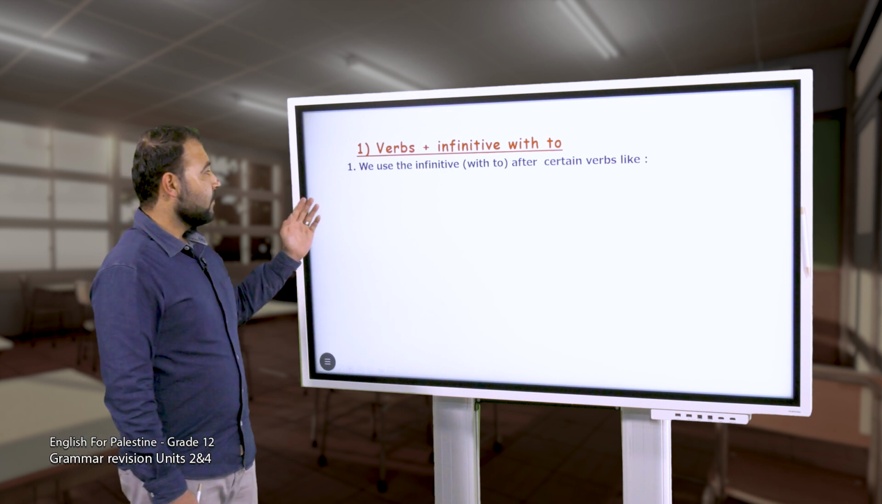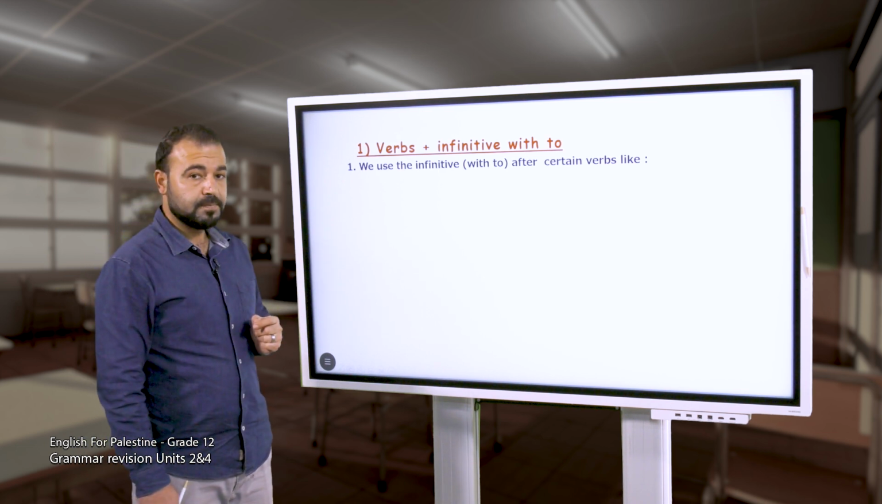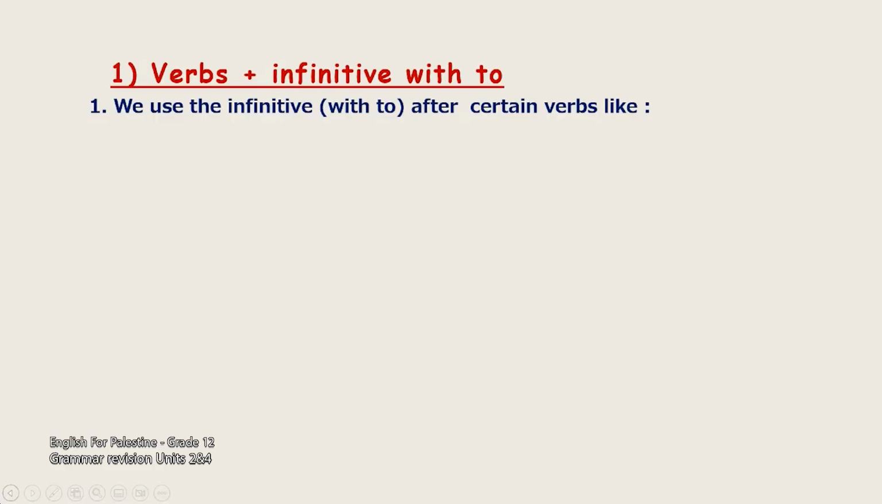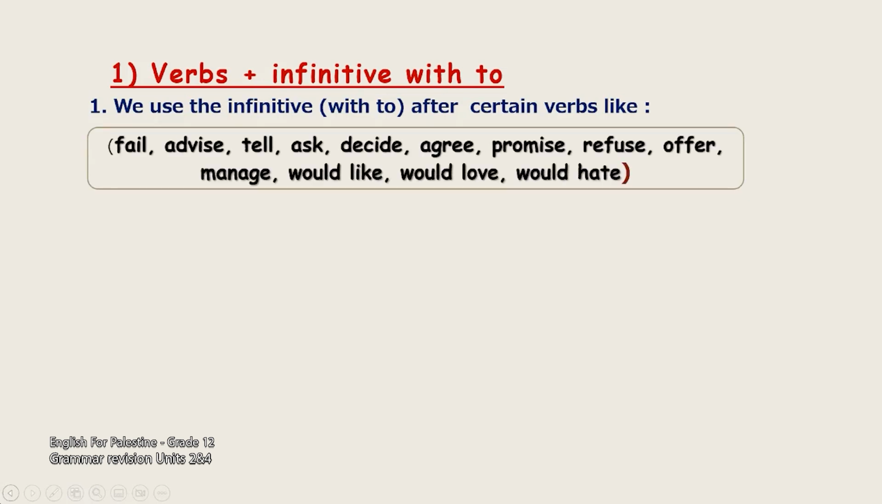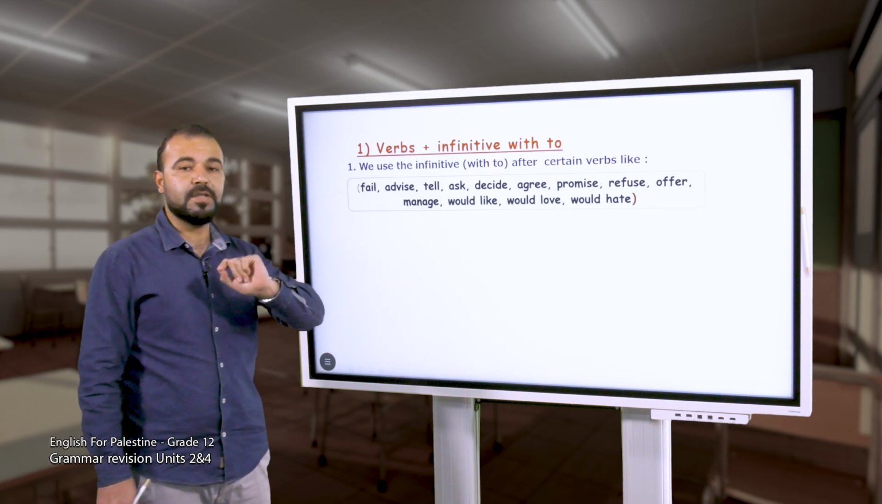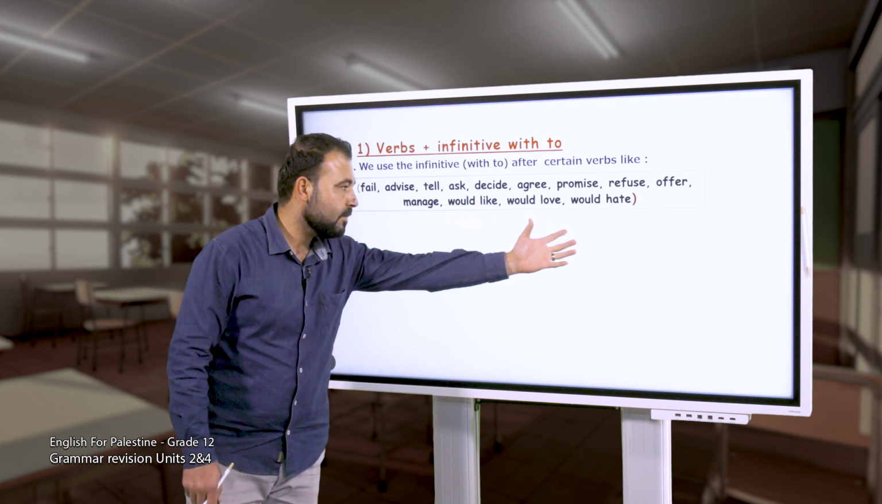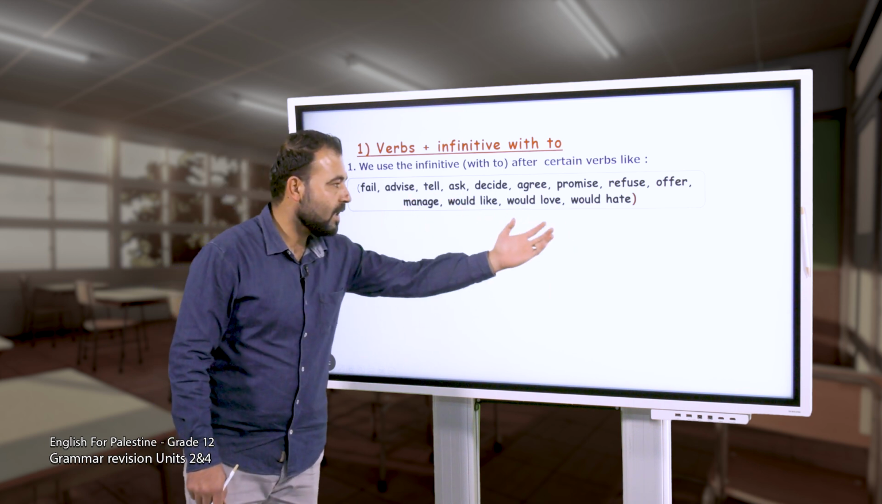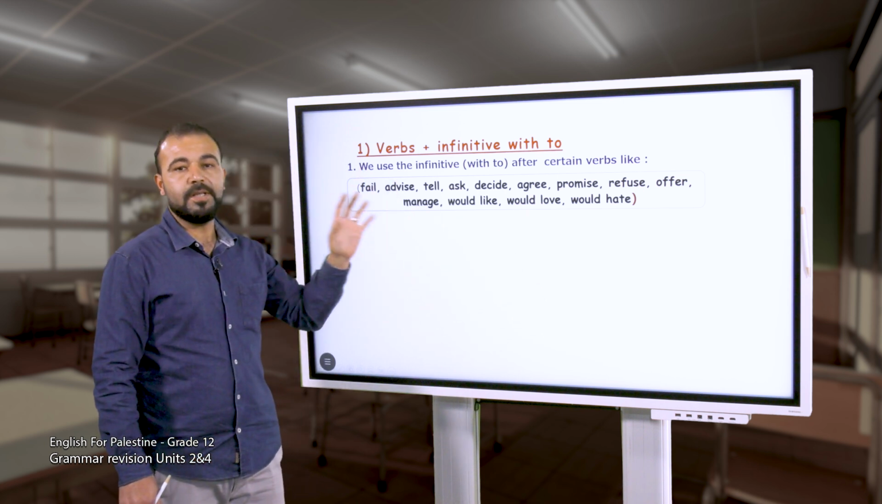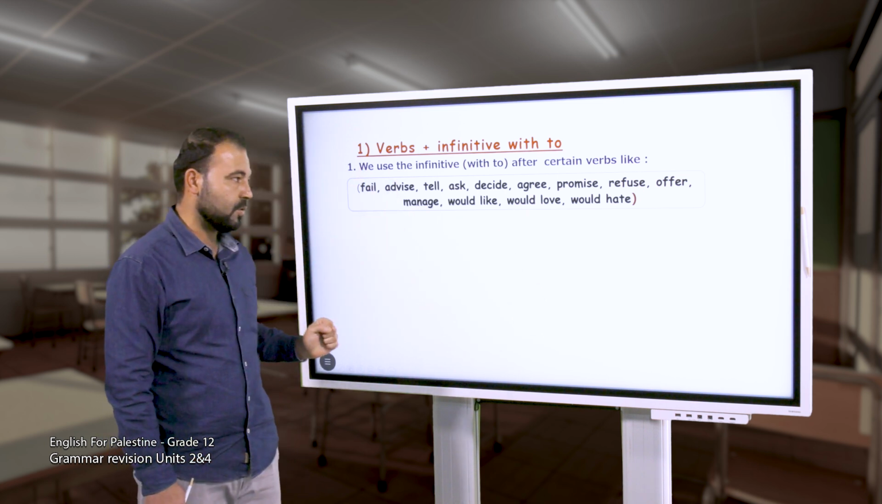Number 1, verbs plus the infinitive with to. We use the infinitive with to after certain verbs like fail, advise, tell, ask, decide, agree, promise, refuse, offer, manage, would like, would love, would hate. And pay attention to these three verbs: would like, would love, would hate. Those three are followed with the infinitive with to.